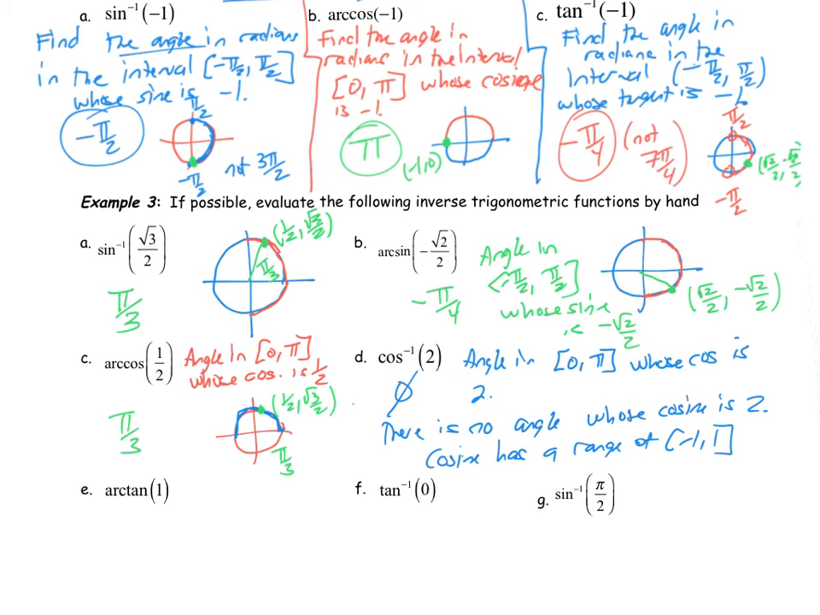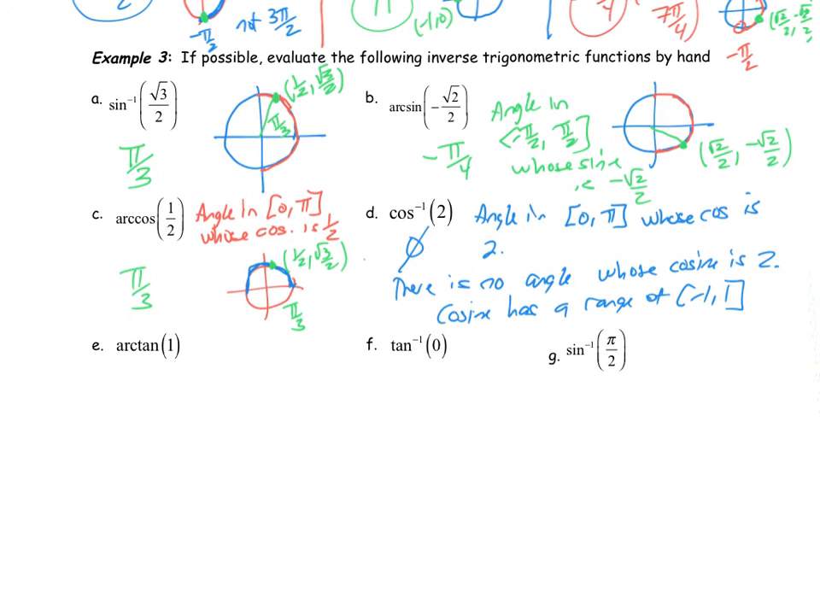Okay, letter E is looking at arctangent. So we're asked to find arctangent of 1, and that means to find the angle in the interval negative pi over 2 to pi over 2. It's an open interval whose tangent is 1, positive 1. So I'm going to draw my unit circle, and remember that I need to be on the right half. So I'm looking for angles between negative pi over 2 and pi over 2. That's the interval in which I need to name them.